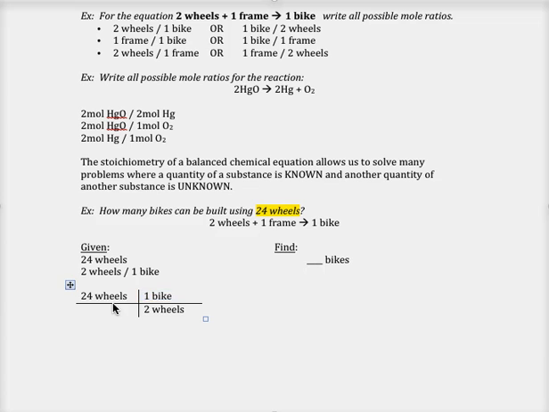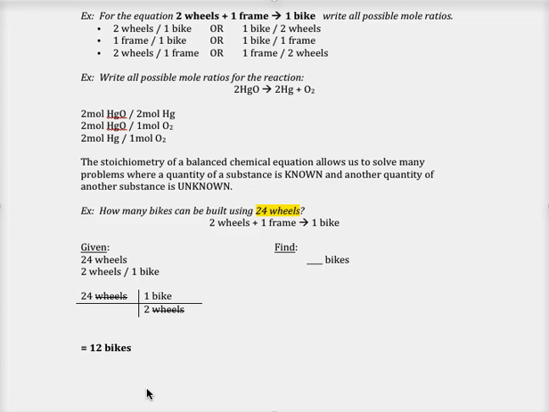Now I can cancel out my units of wheels. I'm left in units of bikes, which is what I want here. So now I can do the math on it. And just like we predicted, we should get 12 bikes. 24 times 1 divided by 2 is 12.